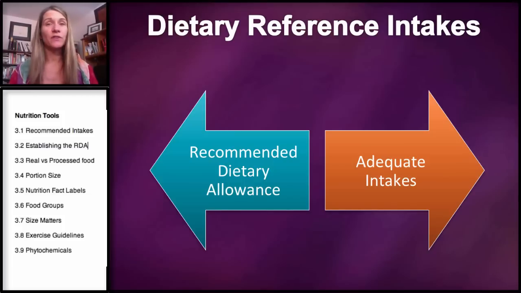When there's not enough research, and it's either there haven't been enough studies or there haven't been enough quality studies, they call this an adequate intake, and it's an AI. So we either say RDA or AI, the adequate intake, and that just means that they have made an educated guess based on the evidence that we have at this time. So it's just the best guess at this time, an educated guess based on the research that is available. Whereas the RDA, the recommended dietary allowance, is based on solid scientific evidence.